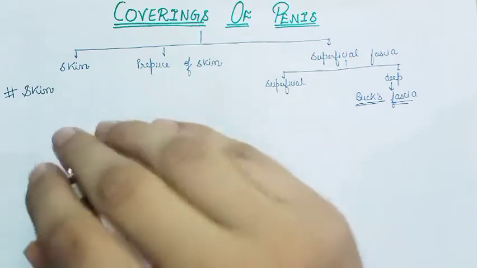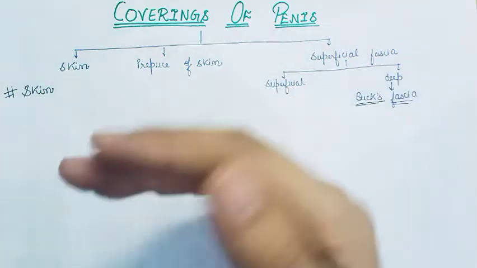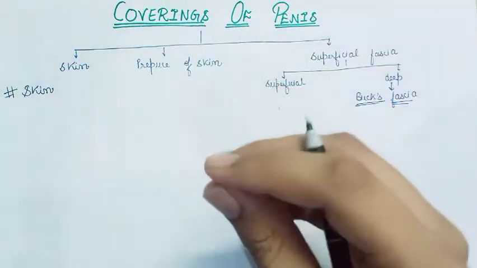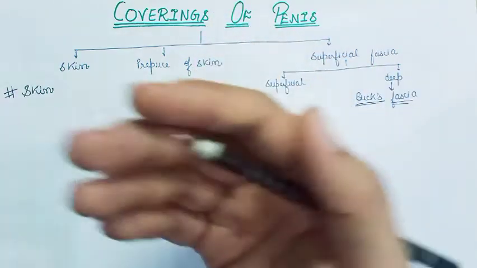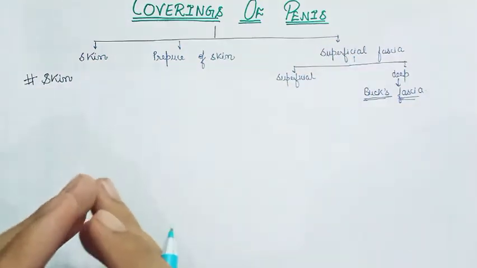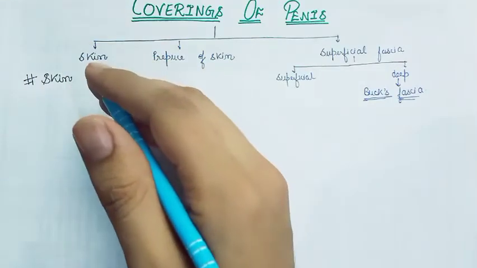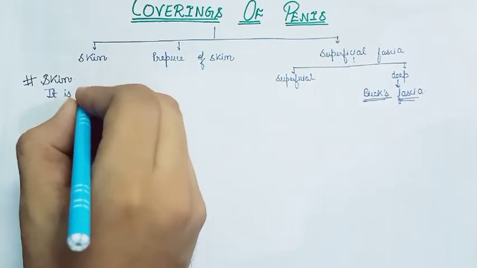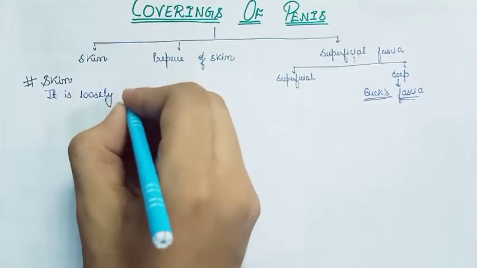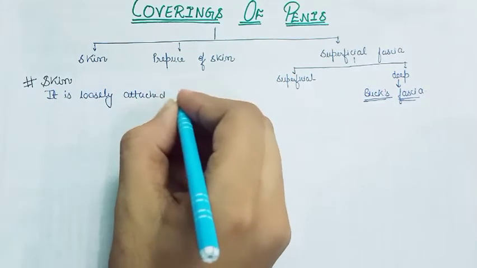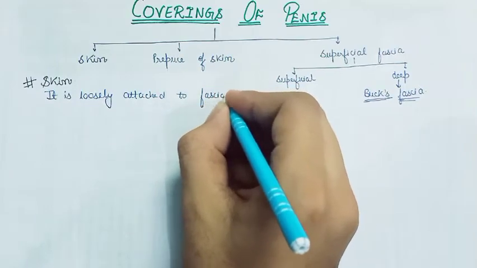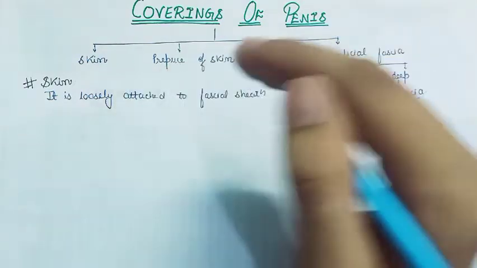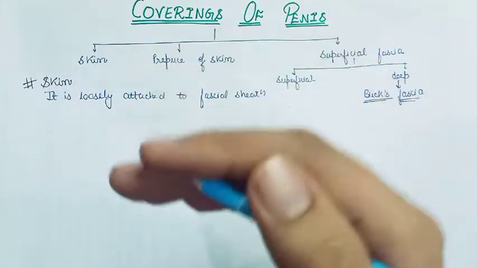Let's see all the properties of the skin of the penis, and then we'll see the prepuce, then talk about the superficial fascia. We have some more points like the frenulum, the prepuce, and the diagrams that we'll see. The remarkable property of the skin of the penis is that it is loosely attached to the fascial sheath below. So the skin of the penis is loosely attached to the superficial fascia, or you can say the fascial sheath, which is present below the skin.